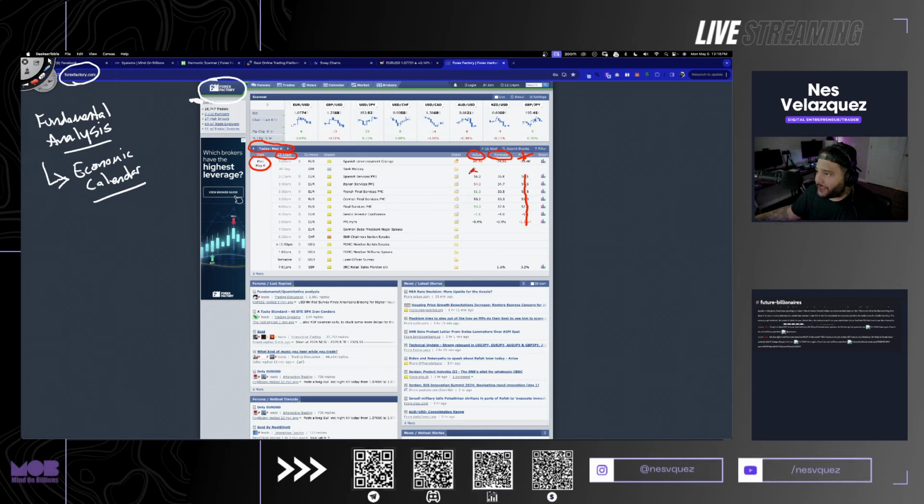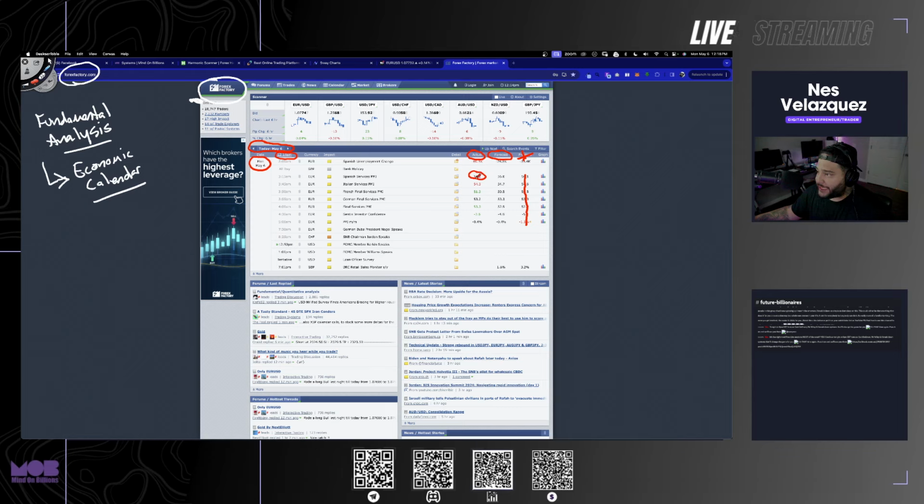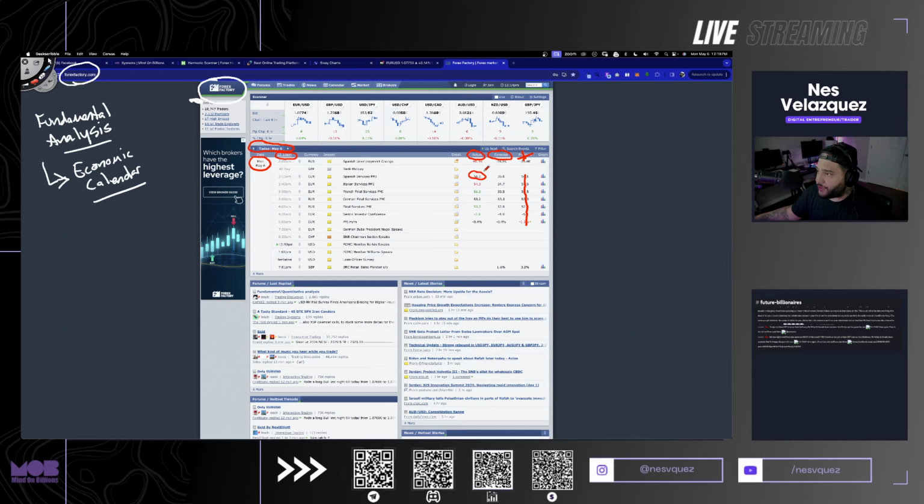So when we look at this, this is a neutral number, right? Because the actual data was very close to what was forecasted. This is not going to move.